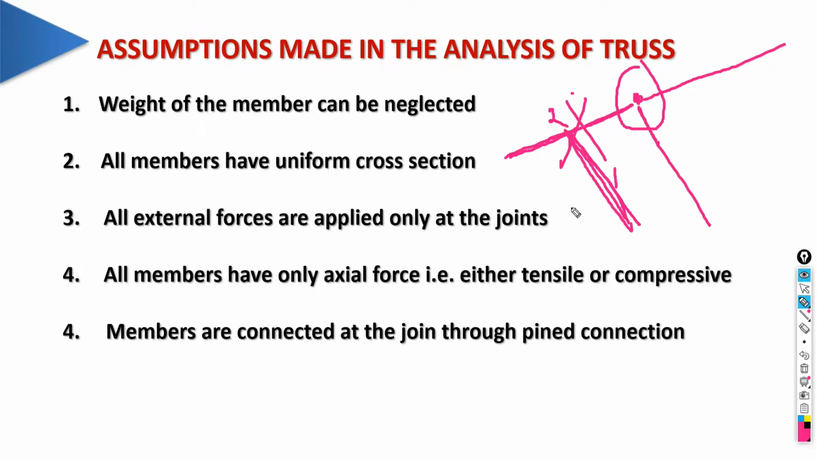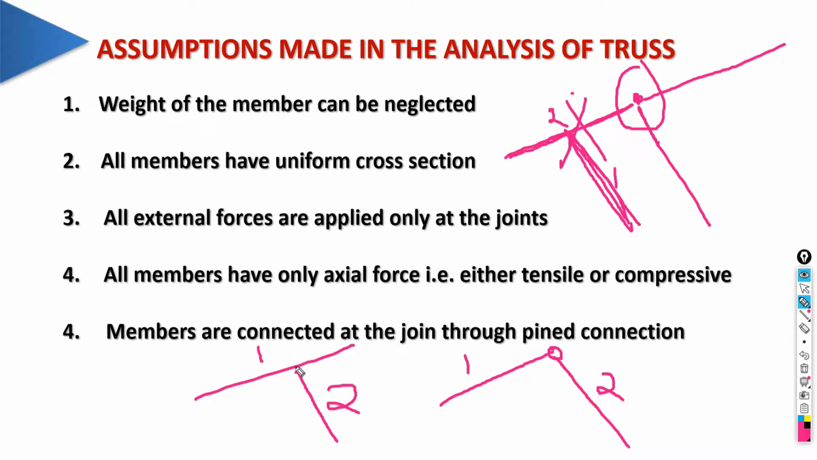Always your two members are going to be connected at their ends only. There should be an end of the first member and an end of the second member so that you can connect them. If you try to put your member anywhere on the span of your first member, it will not work. It will be wrong. All the members will be connected at their ends.